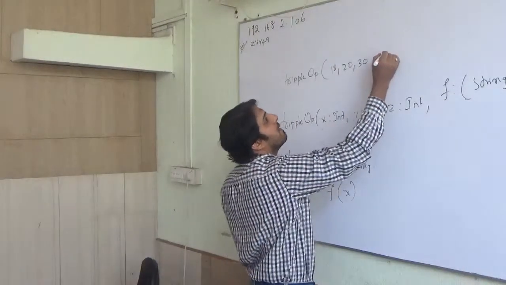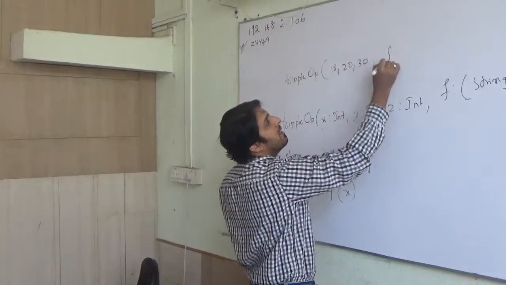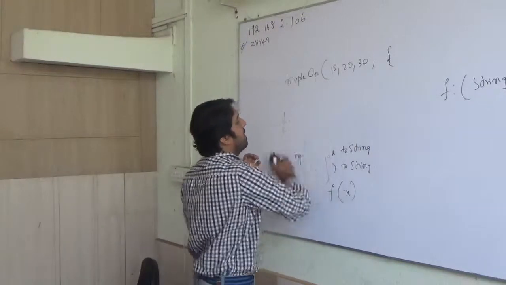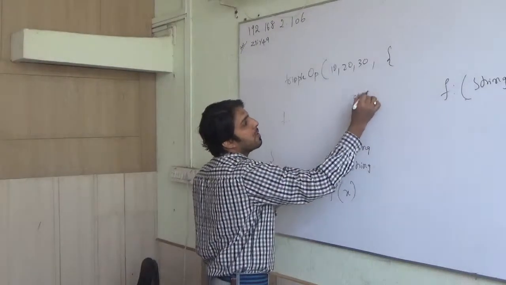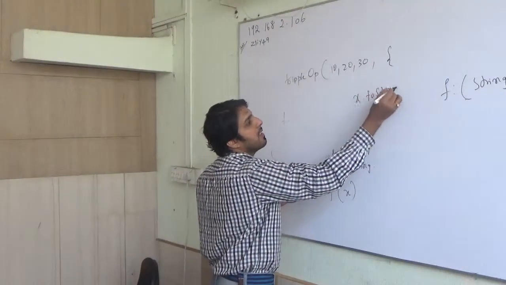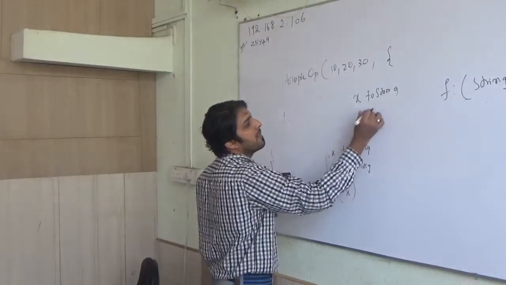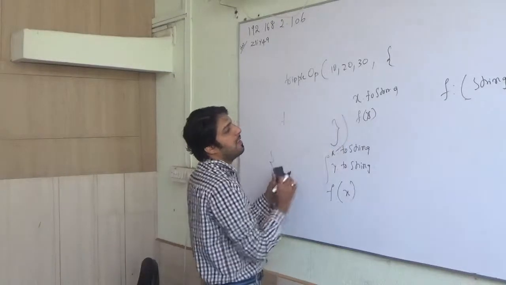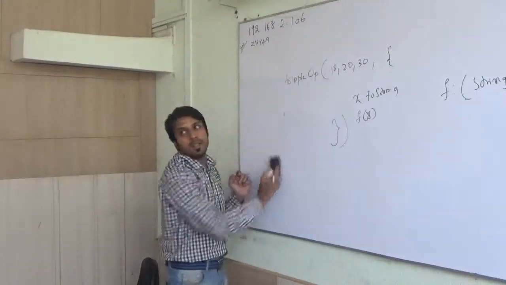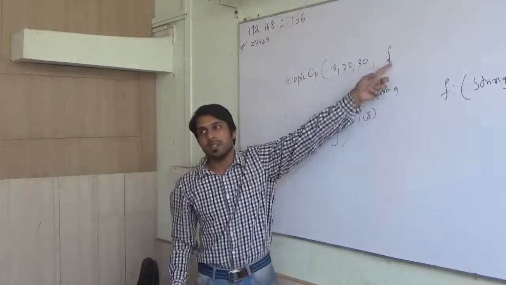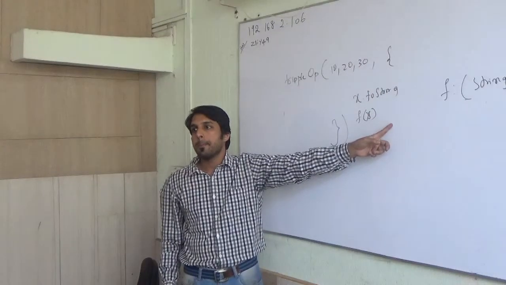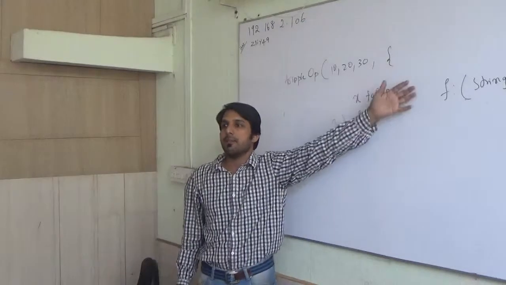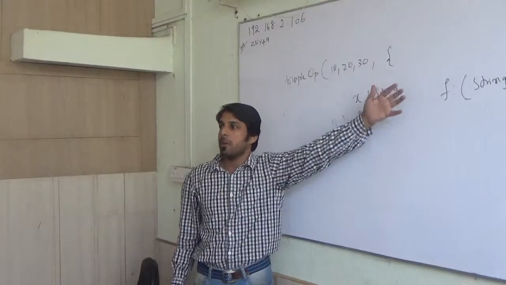Here itself we say the definition of the function. Here x dot to string, then f of x. Here itself we define the function. We have to do this here itself. The body is replaced here. We write the body here itself.